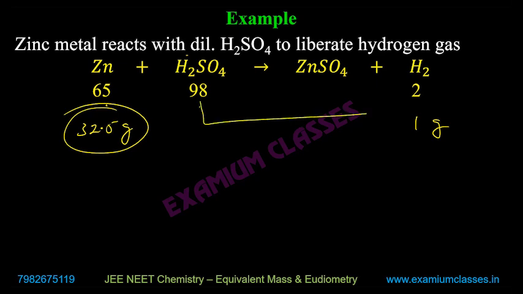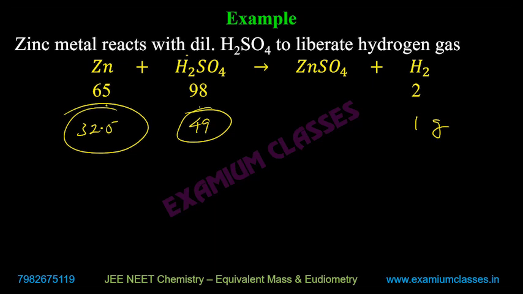Similarly, if I compare this relationship to calculate the equivalent mass of H2SO4, for 1 gram, 98 divided by 2, that is 49 will be there. So 49 will be the equivalent mass of H2SO4 from this reaction. Any confusion, let me know.